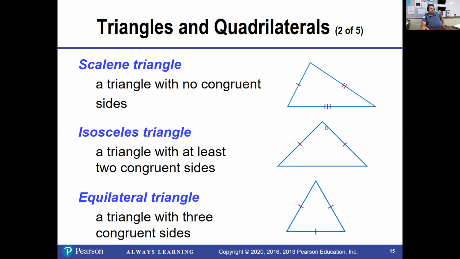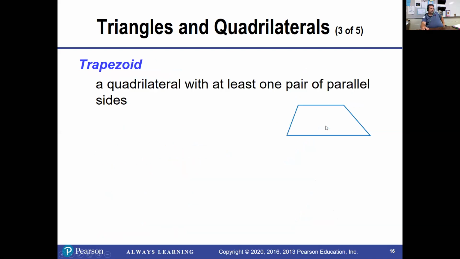All right. Trapezoid. So we get into quadrilaterals. Quadrilaterals means it has 4 sides. And a trapezoid has at least one pair of parallel sides. Notice here that one's parallel to that one. Okay.